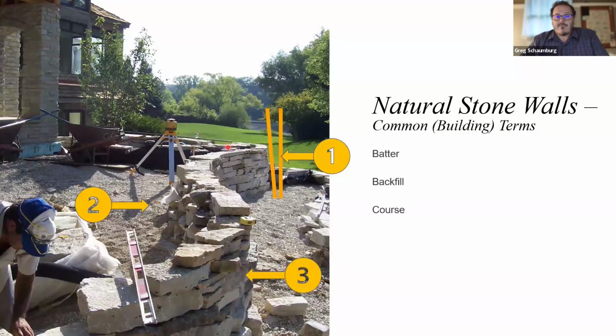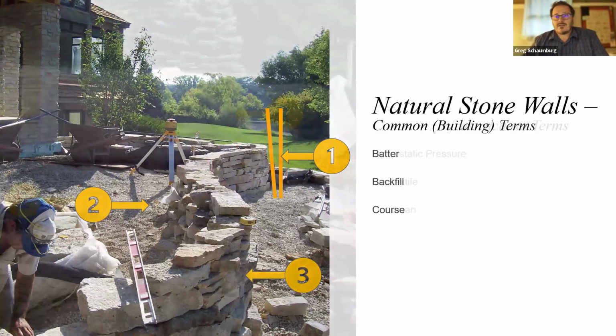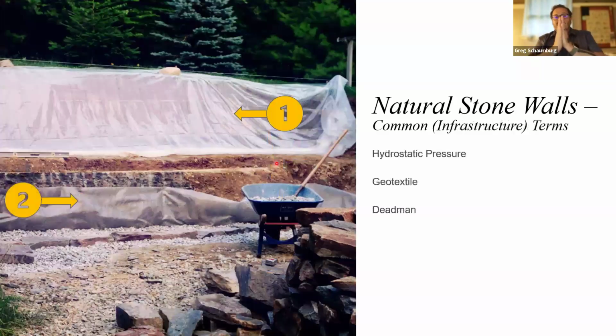So really the name of the game for this is not only keeping everything running horizontally level, but also making sure that that batter stays consistent when you work with it, because with natural stone, the last thing you want to do is lay it without any batter, because at that point, our biggest enemy for stone and stone walls is hydrostatic pressure.